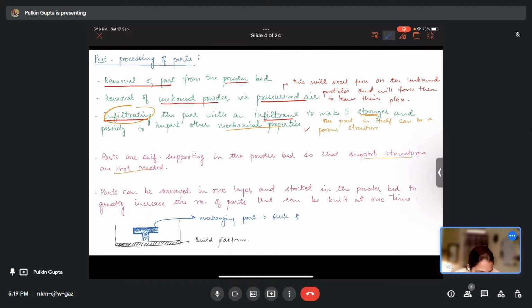Such kind of overhang, typically greater than 45 degrees, requires support at the bottom with the build platform.